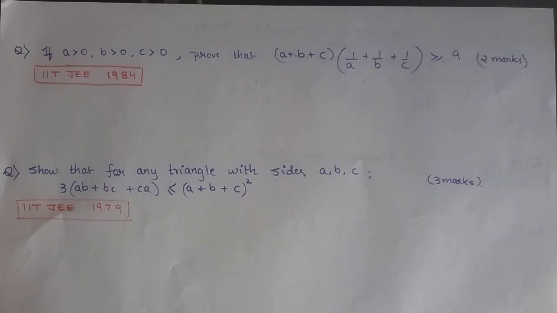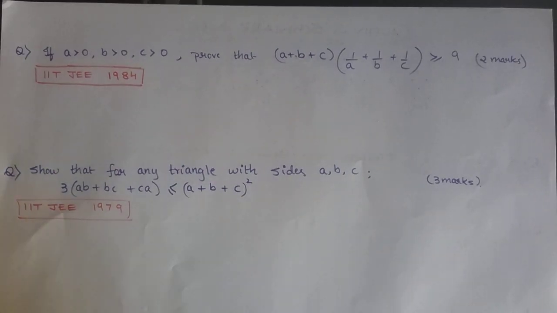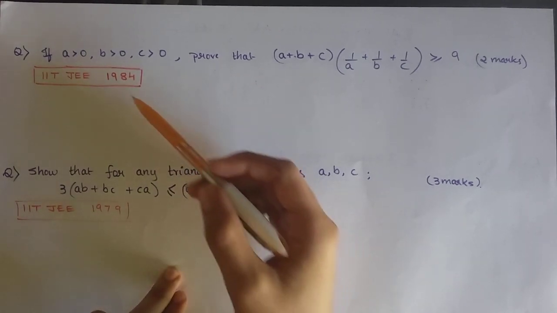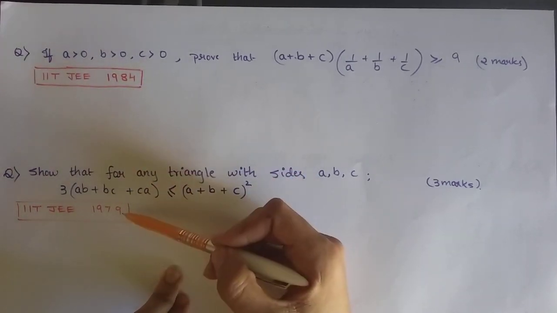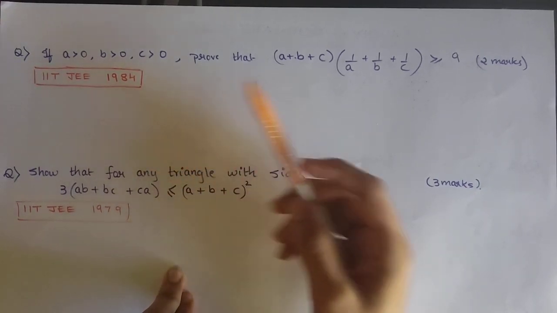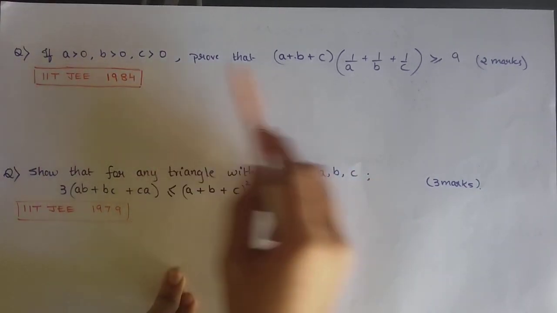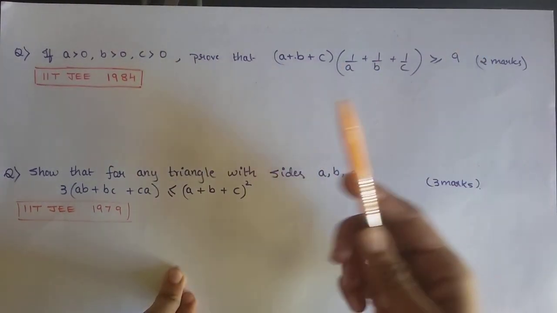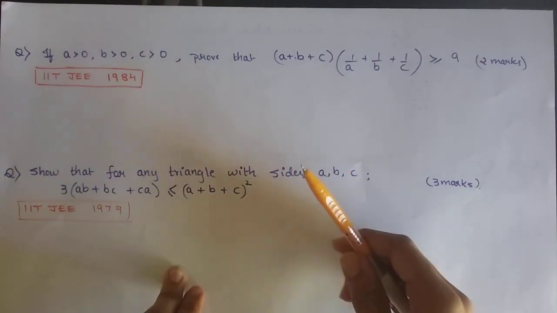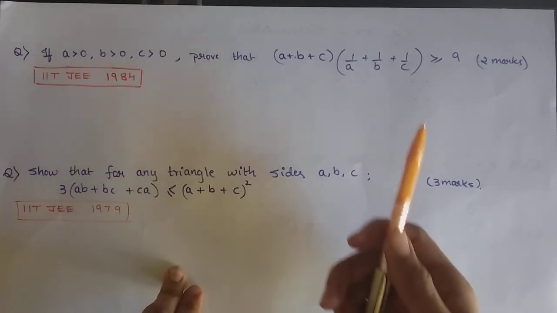Hello friends, welcome again. In this video I've taken two questions of IIT JEE, one which was asked in 1984 and one which was asked in 1979. Just read the question once. It is actually a subjective question, but these days they don't ask. But this can be asked as multiple choice also, so there is every probability that it can come in this way.